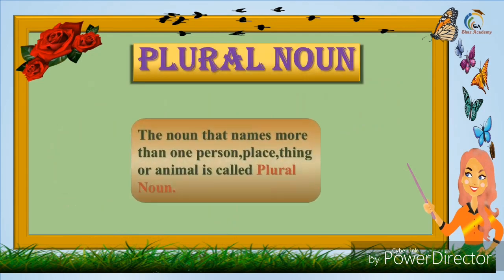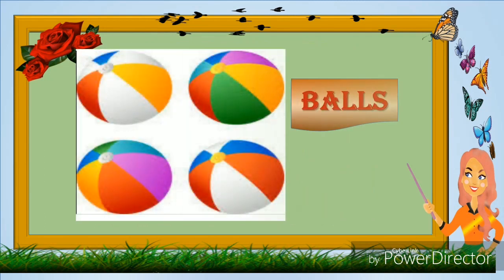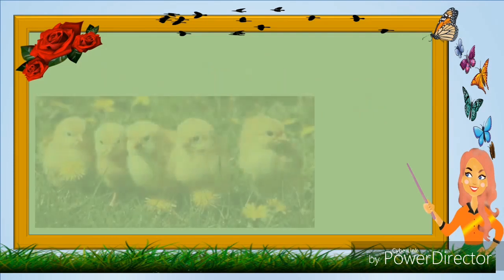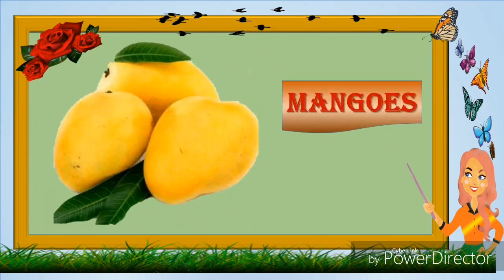Plural noun. The noun that names more than one person, place, thing or animal is called plural noun. For example, balls, chicks, and mangoes.